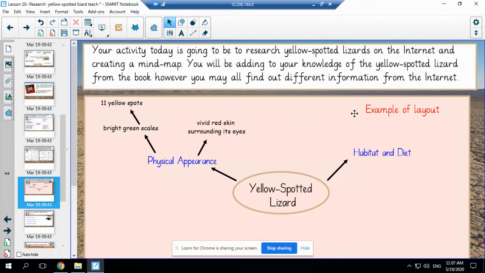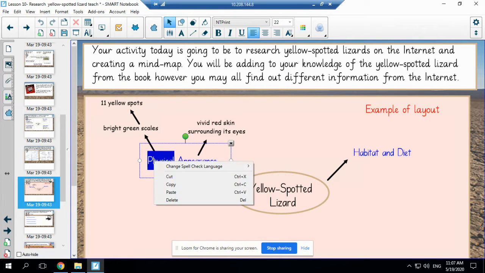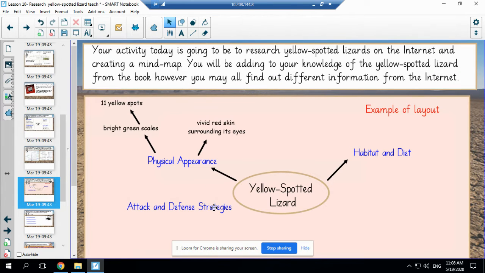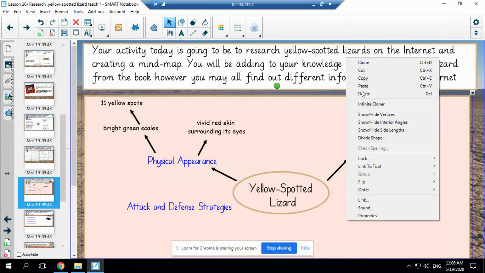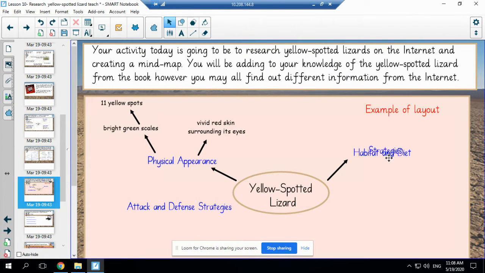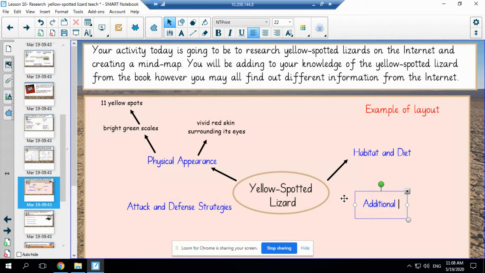Here is an example of the layout that we would like you to follow. We have the main title in the middle, the yellow-spotted lizard, and then different categories branching out from the main title. Physical appearance, habitat and diet, attack and defense strategies, and finally additional information. Coming out of each of these subcategories, there is extra information, so extra facts about each category.